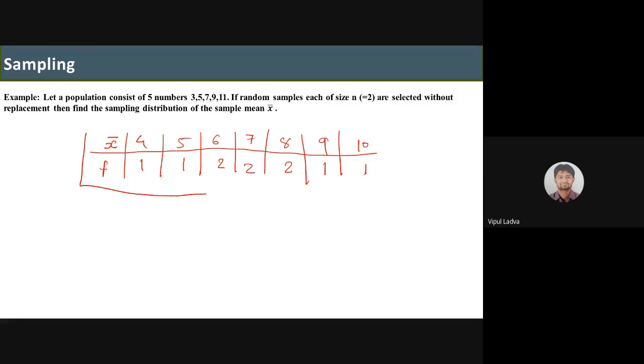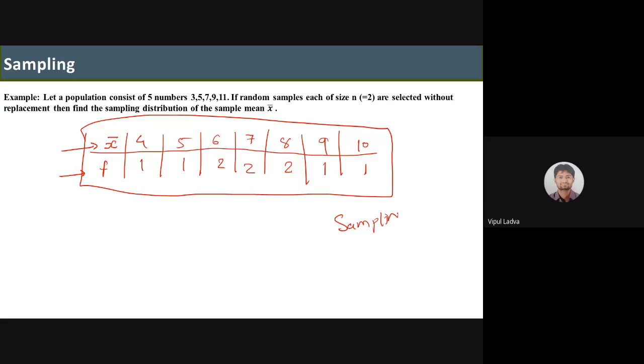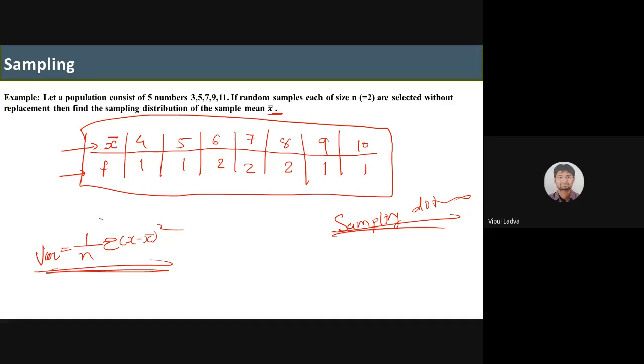So if I prepare a table with the statistic related to the sample and its frequency, such a table will be known as a sampling distribution, nothing else. This is the sampling distribution of the mean x bar. In a similar way you may prepare the table for the sampling distribution of the standard deviation and the variance. We know the variance formula is 1 by n summation of x minus x bar the whole square. We will deal with the sampling distribution of the variance and standard deviation too.